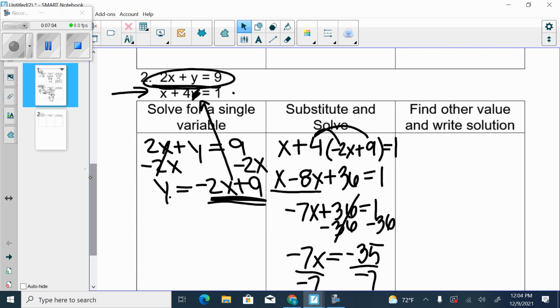Right. So I'm going to come over here and write it down. We'll have 2, but instead of x, plug in, good, plus y equals 9. Okay? Right.